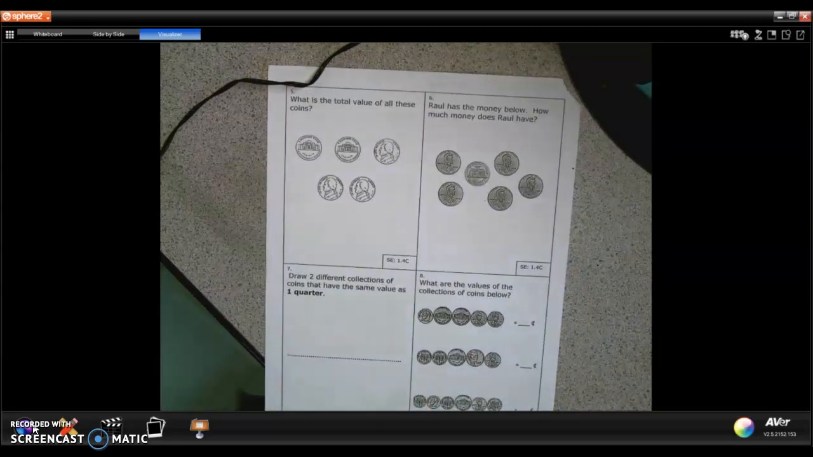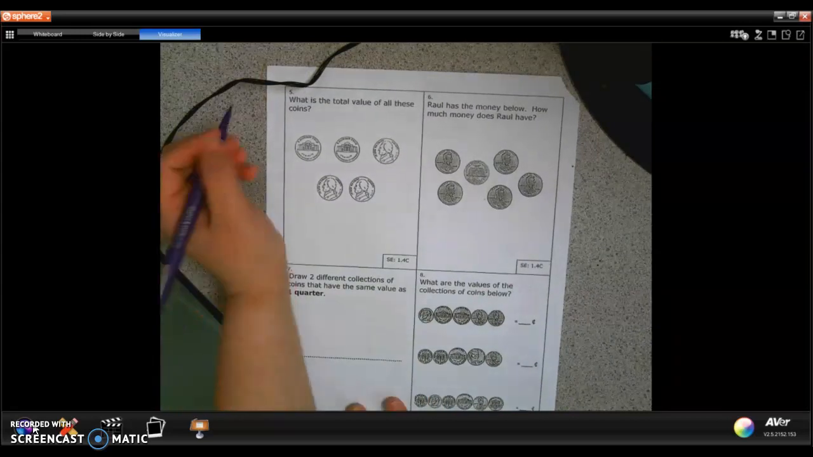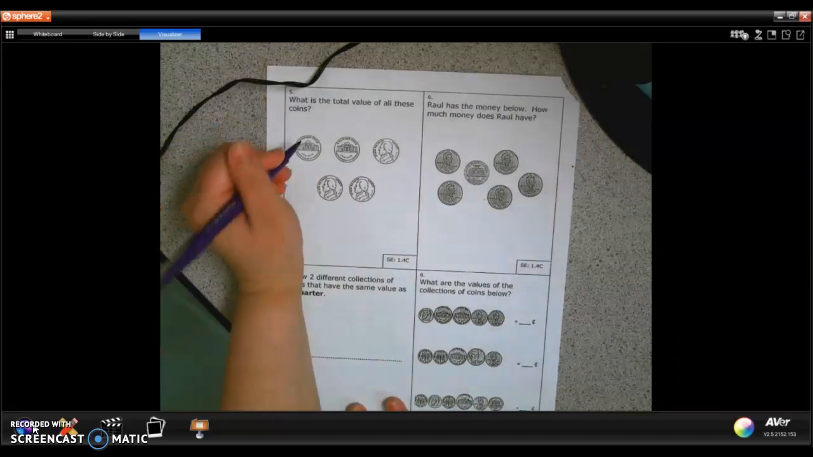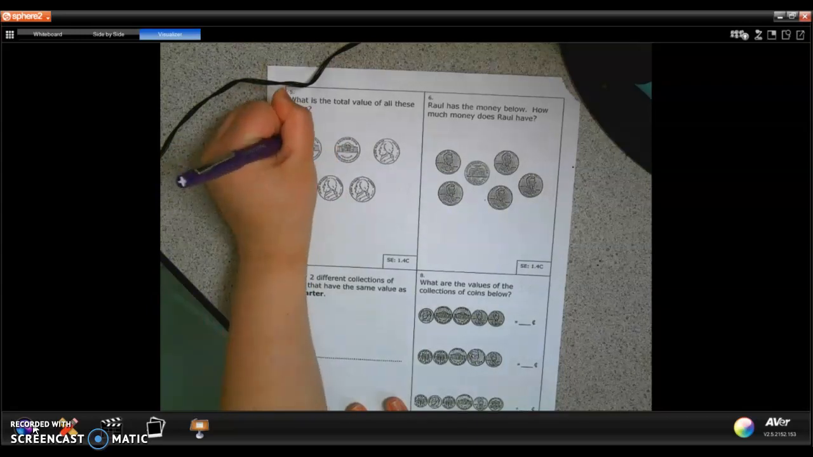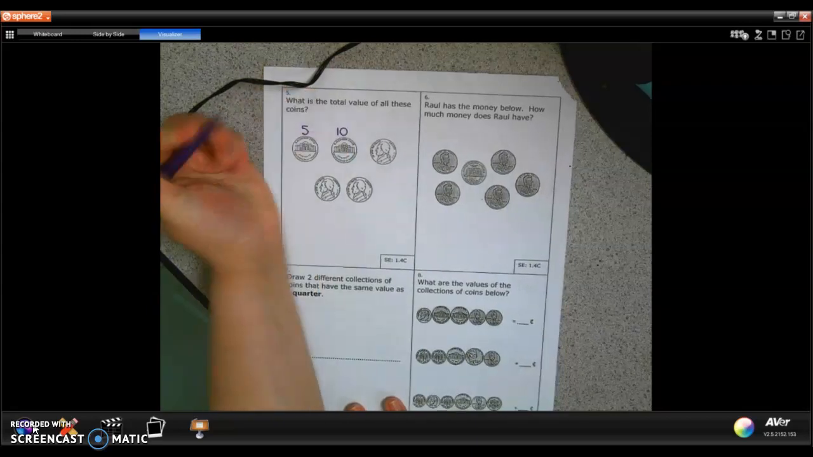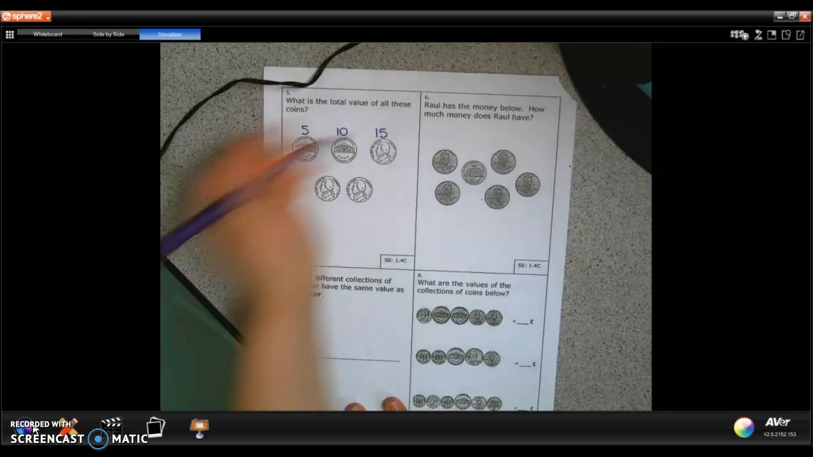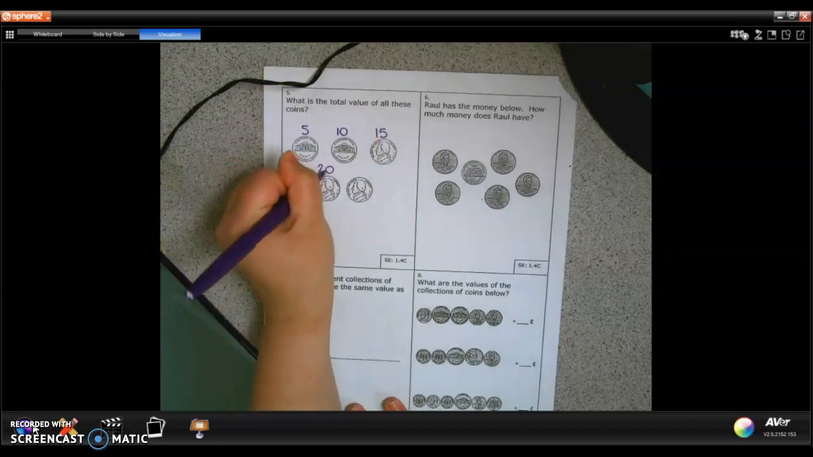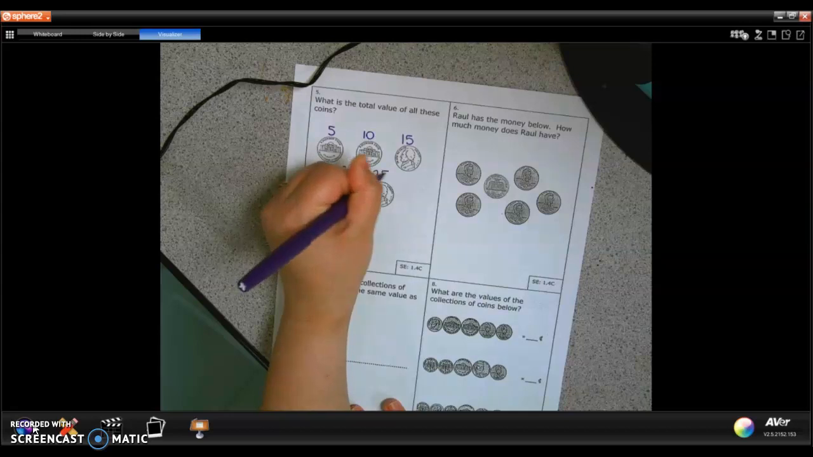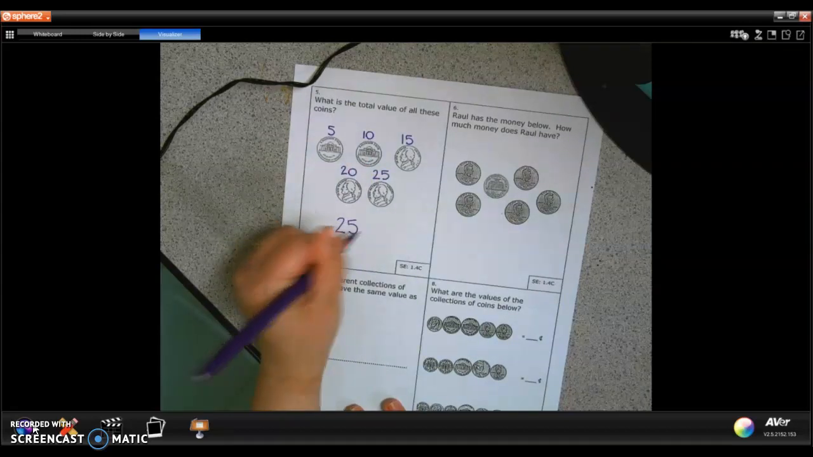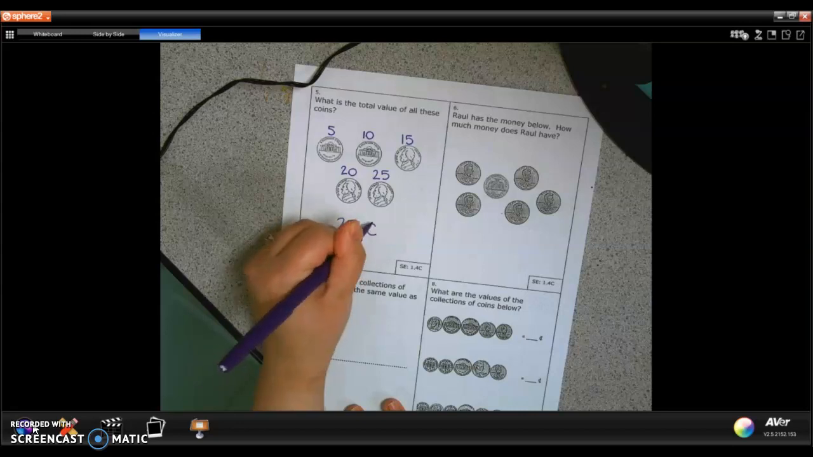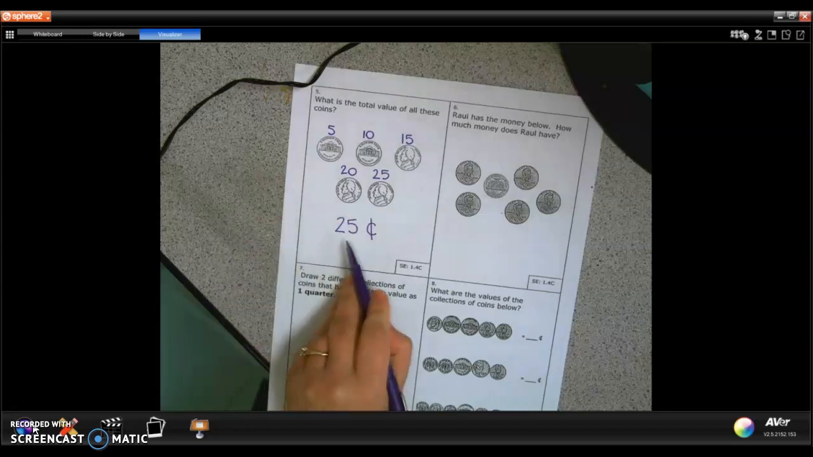What is the total value of all these coins? Well, I'm going to start off by looking and saying, well, these are nickels. So I'm going to be counting by 5. So I'm going to go 5, 10, 15, 20, 25. So the value of all of these coins is 25. And I need to be very careful to make sure I write the cent sign. 25 cents.